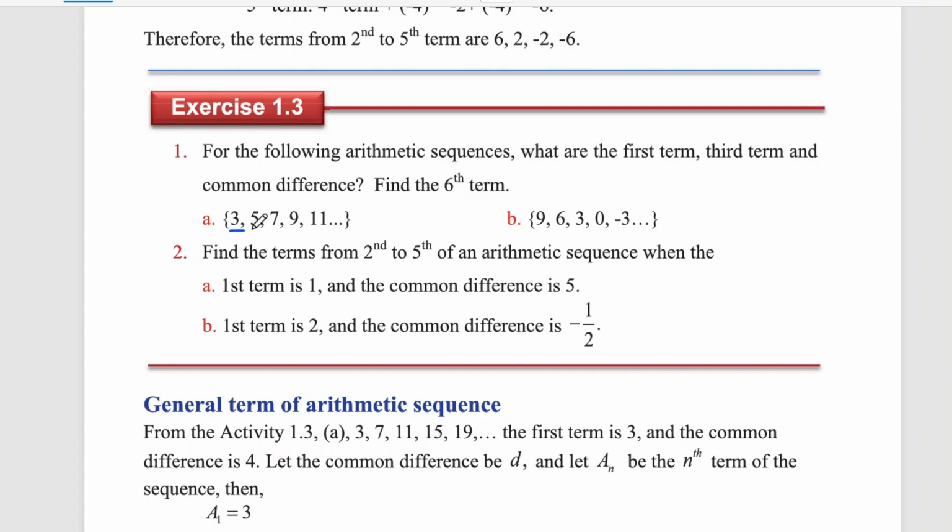First term is 3, second term 5, 7 is third term, 9 is fourth term, 11 is fifth term.